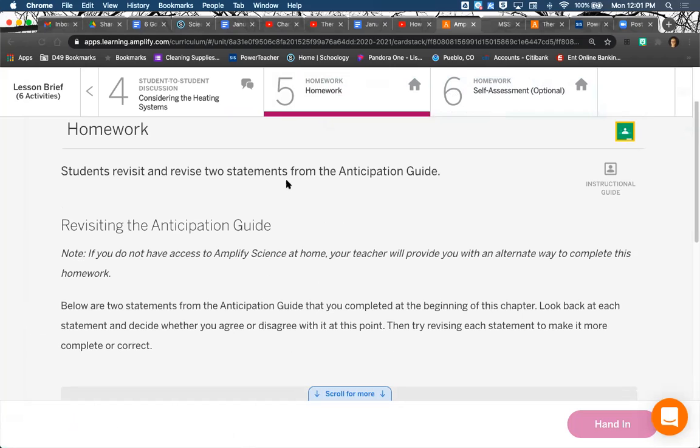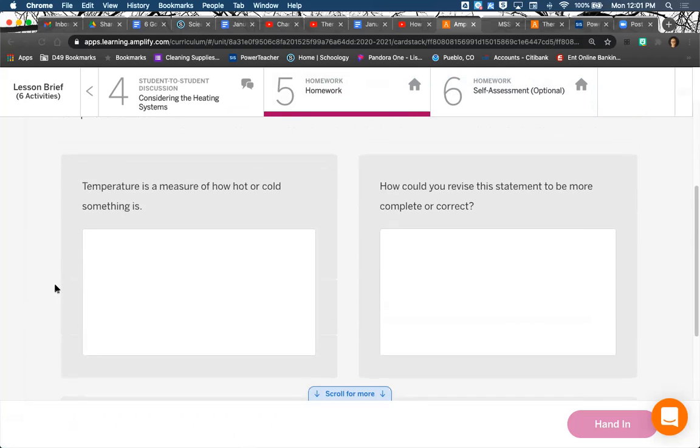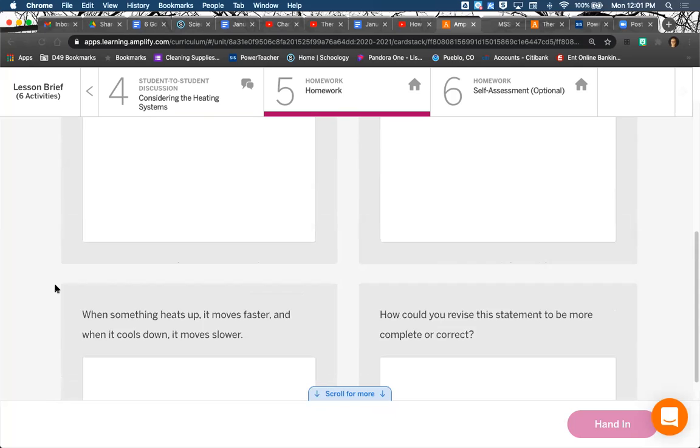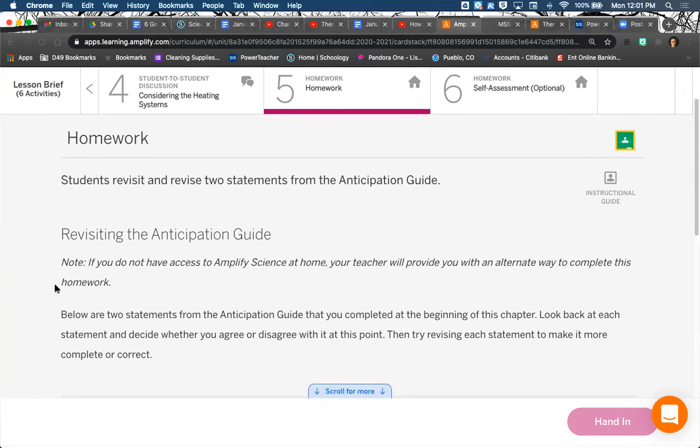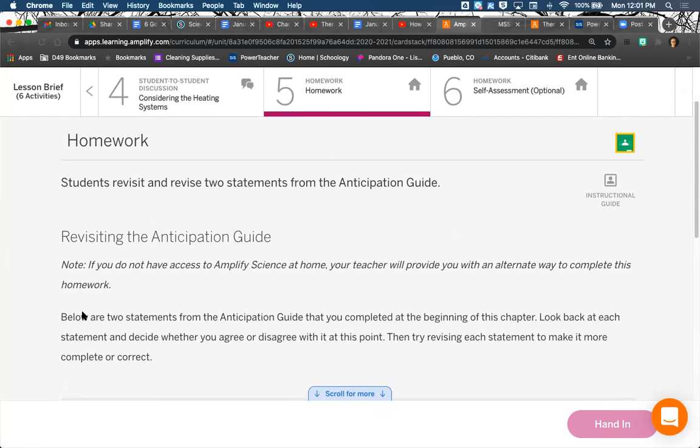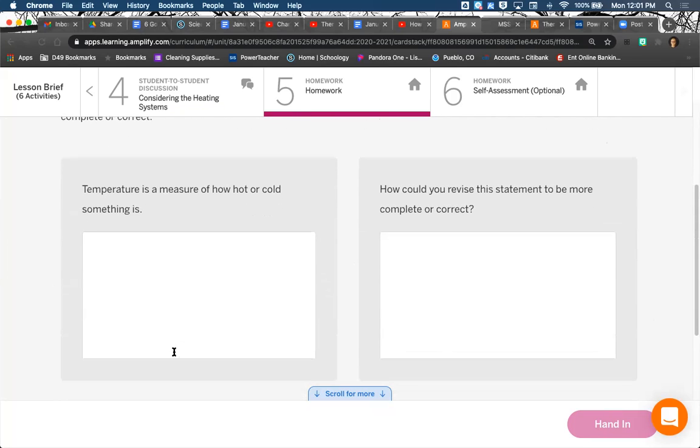Students revisit and revise 2 statements from the anticipation guide. Remember the anticipation guide. These are things you agreed or disagreed with. So we're about to visit these and see what we can do. Below are 2 statements from the anticipation guide that you completed at the beginning of this chapter. Look back at each statement and decide whether you agree or disagree with it at this point. Then try revising each statement to make it more complete or correct. Okay? Temperature is a measure of how hot or cold something is.